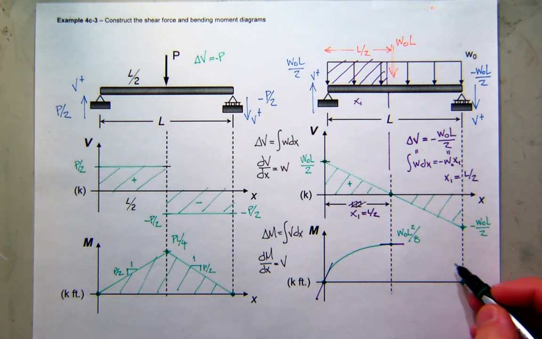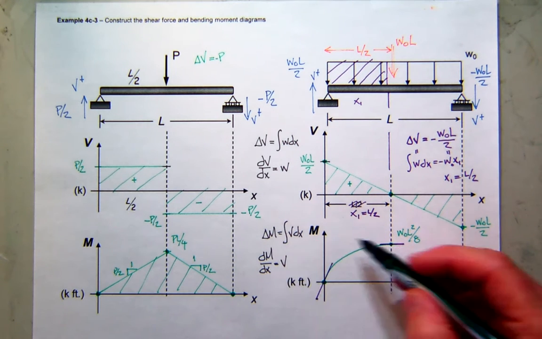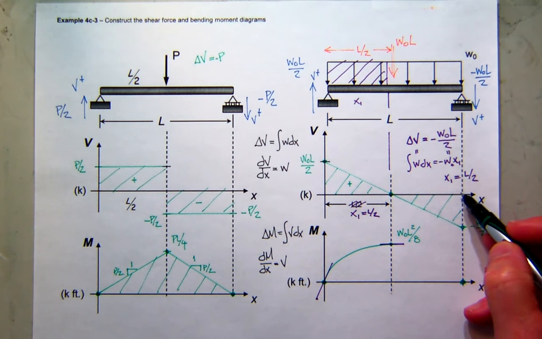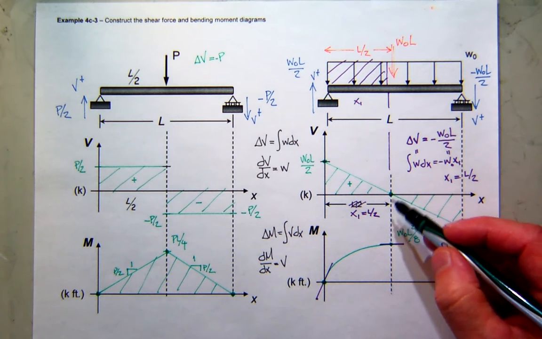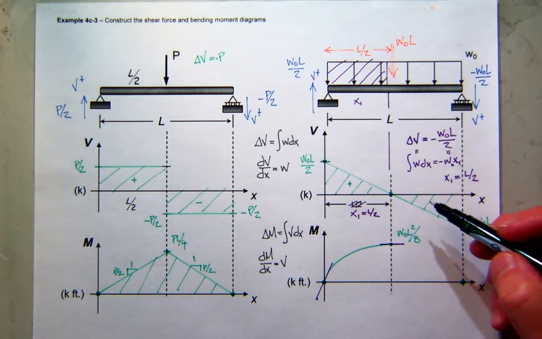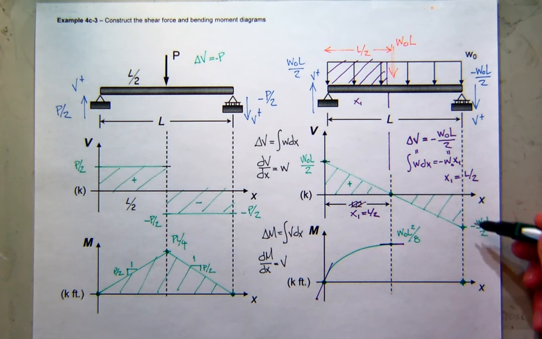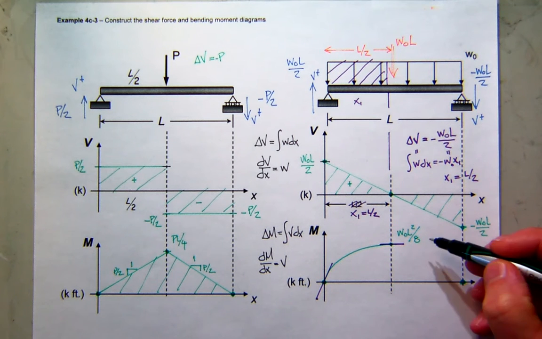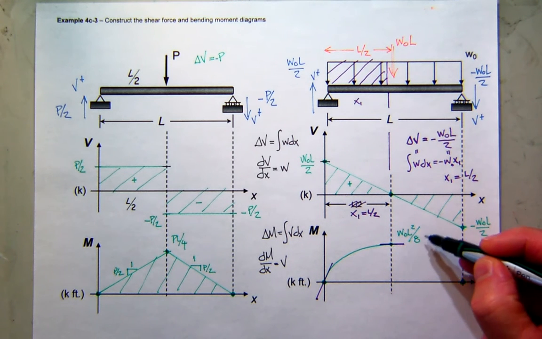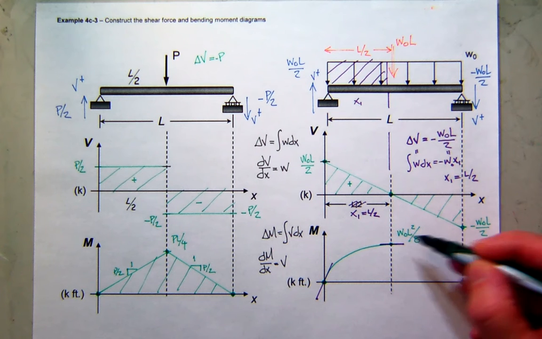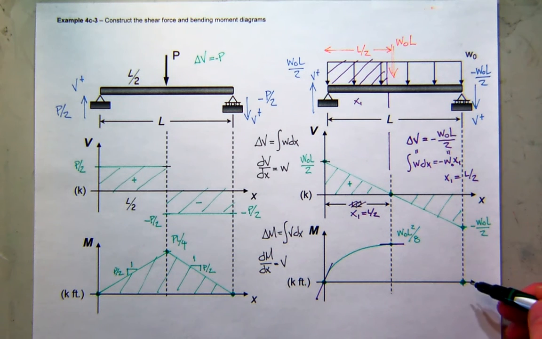Now from the middle to the right, from L over 2 to L, the change in moment is the area of the corresponding part of the shear diagram. Triangular shape. Area of the triangle is 1/2 base. The base is L over 2 times the height, which is negative W naught L over 2. And that gives you negative W naught L squared over 8. So that minus the same value gets you back to 0. Excellent.